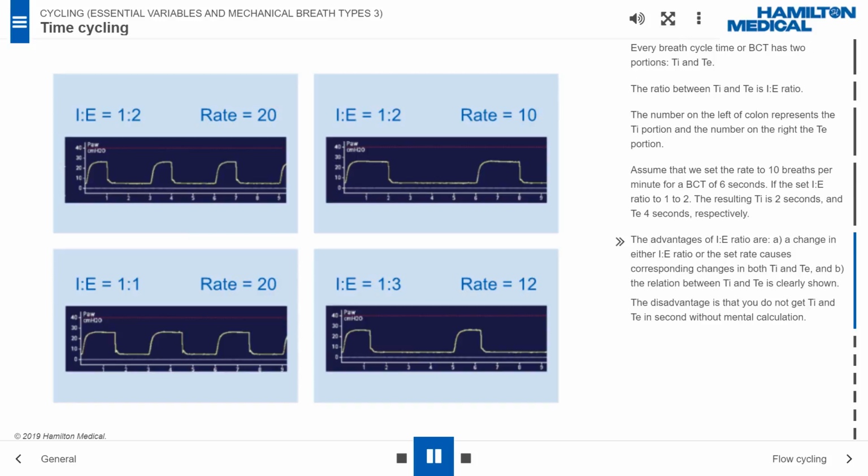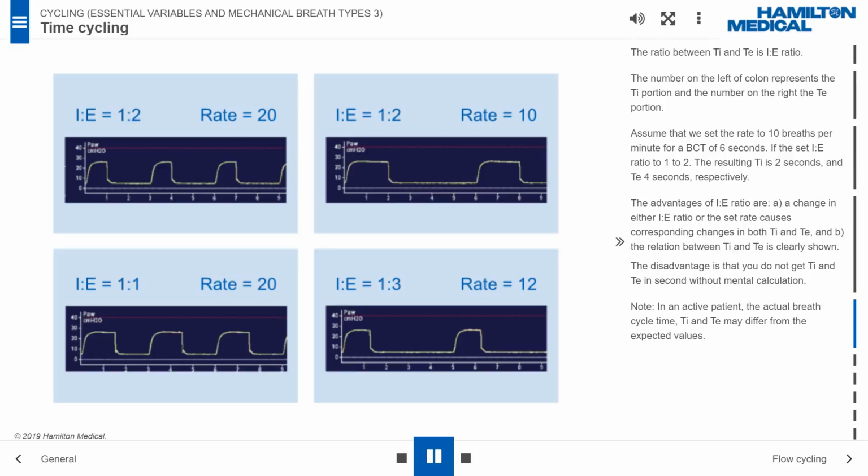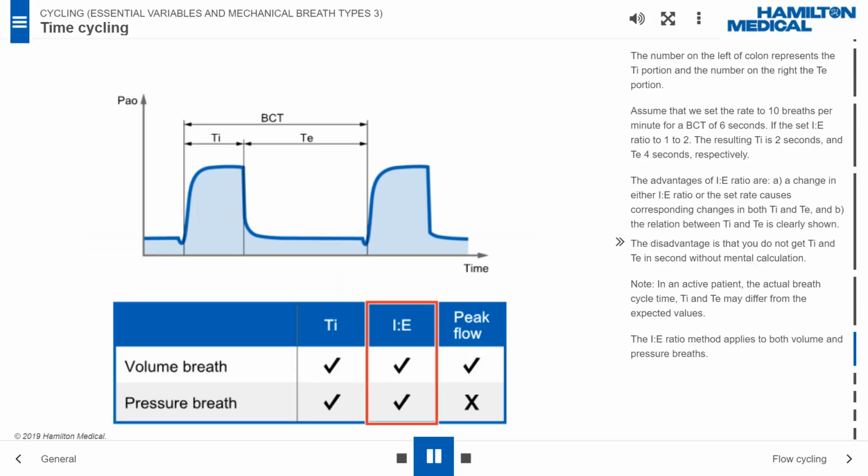The advantages of I/E ratio are, A, a change in either I/E ratio or the set rate causes corresponding changes in both Ti and Te, and B, the relation between Ti and Te is clearly shown. The disadvantage is that you do not get Ti and Te in seconds without mental calculation. Note, in an active patient, the actual breath cycle time, Ti and Te may differ from the expected values. The I/E ratio method applies to both volume and pressure breaths.